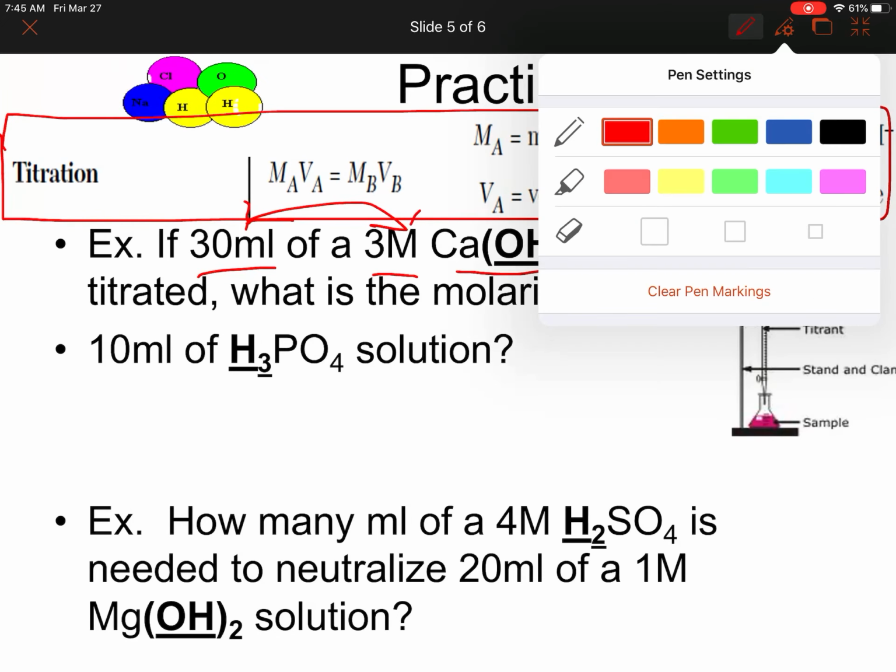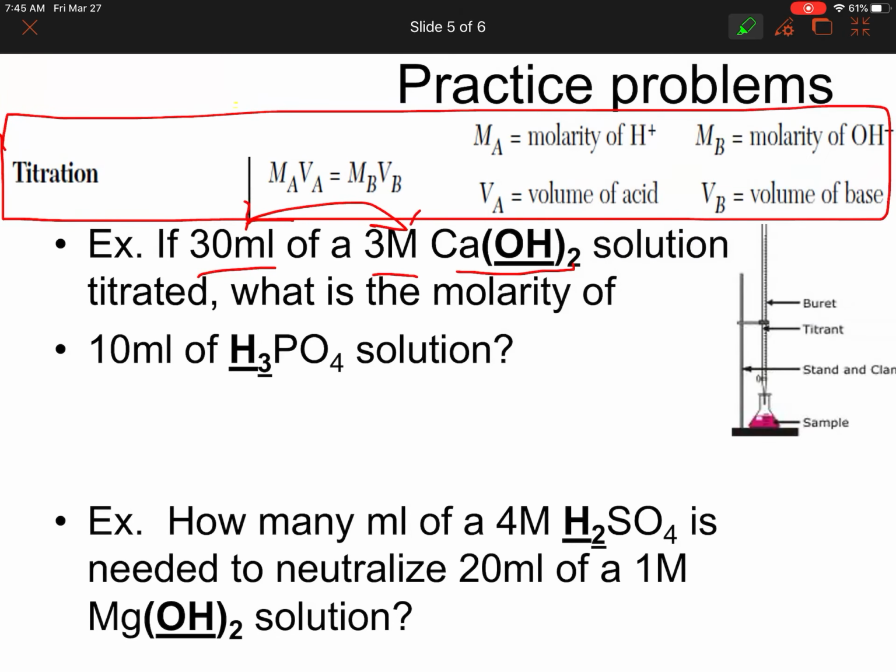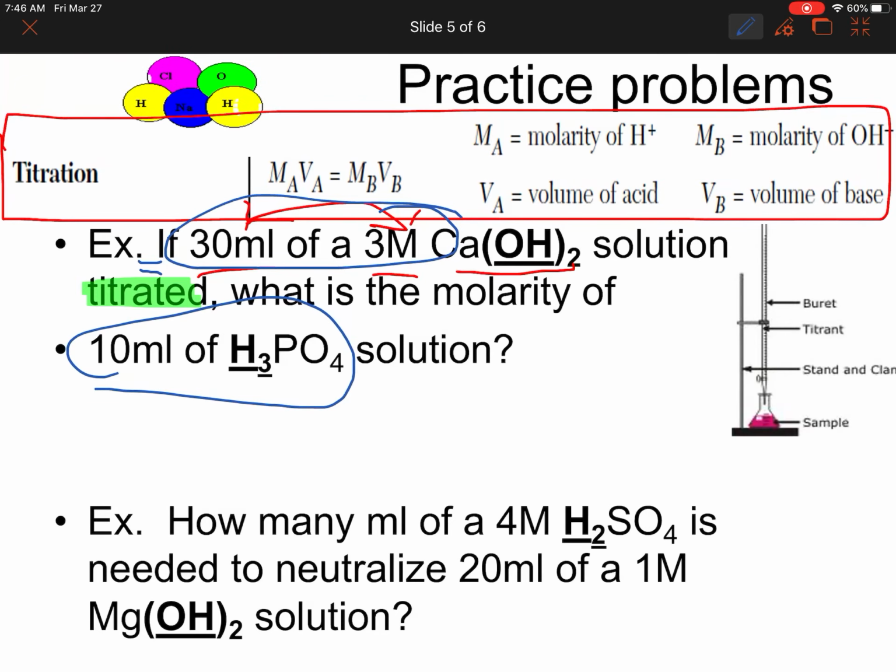Solution is titrated. Remember we said before, when we see the word titrate or neutralize, that is an equal sign. So let's put an equal sign above that. That tells me that the first set of numbers is on one side of the equal sign, and the next set of numbers is on the other side. What is the molarity of 10 milliliters of H3PO4? Well, H3 is an acid, right? That's on the other side. So let's write out the equation.